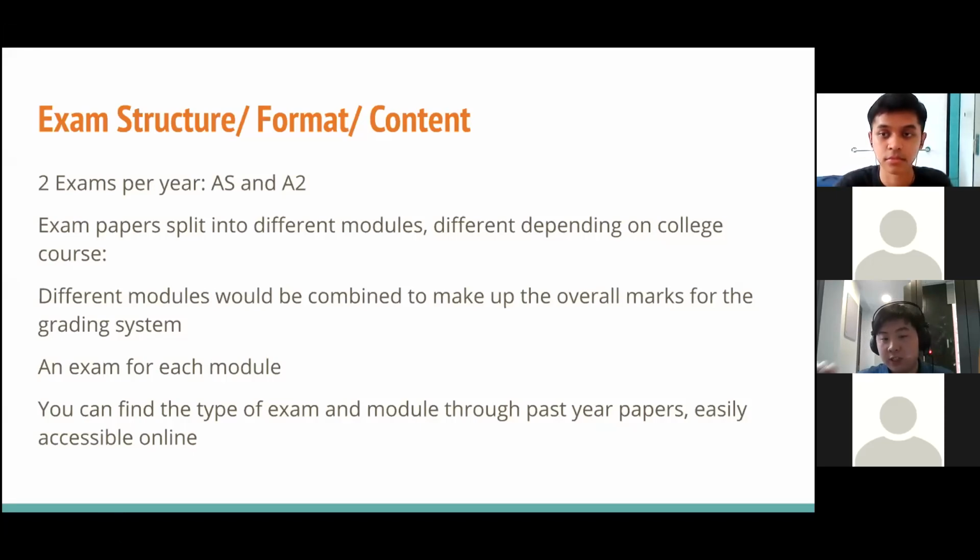A lot of these exams and modules you can pretty much see if you search up your past year papers. Like for English literature, you just look it up online. There are your past year papers. You can see what the AS and A2 look like and everything.